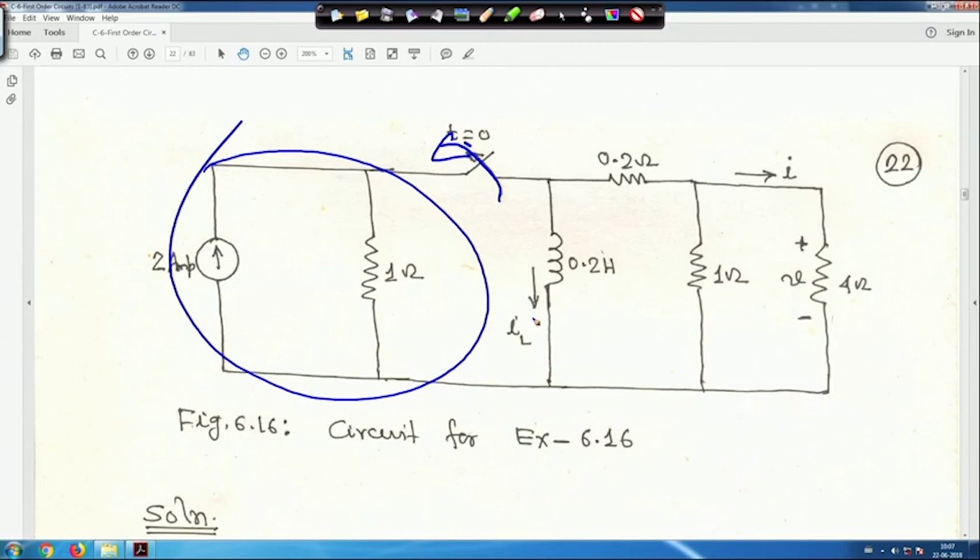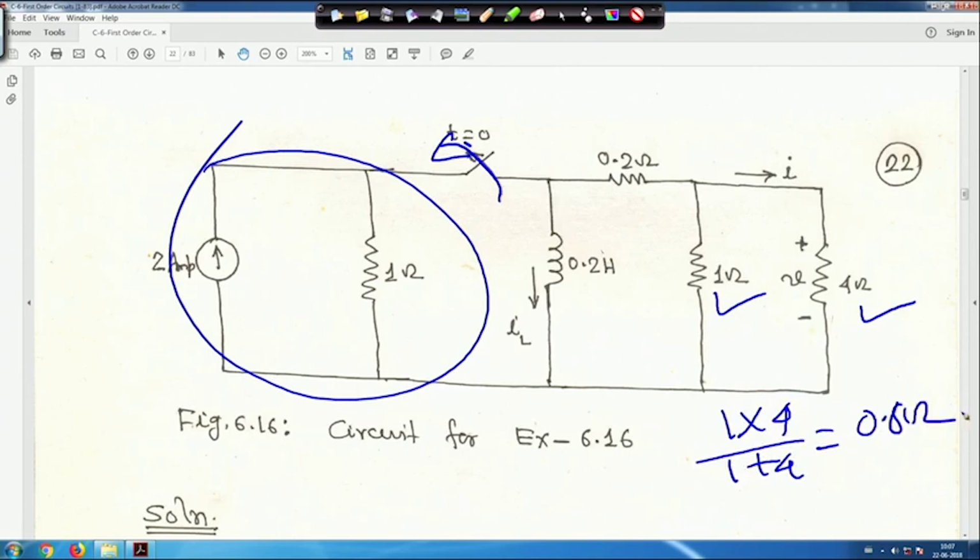If this switch is open, this 1 ohm and 4 ohm are in parallel. Their equivalent resistance will be 1 into 4 by 1 plus 4, which is 0.8 ohm, and with that this 0.2 ohm resistance is in series. Therefore, 0.2 plus 0.8, the equivalent resistance is 1 ohm. In that case the time constant of the circuit will be tau is equal to L by R, with L equal to 2 henry, so it will be 0.2 second.